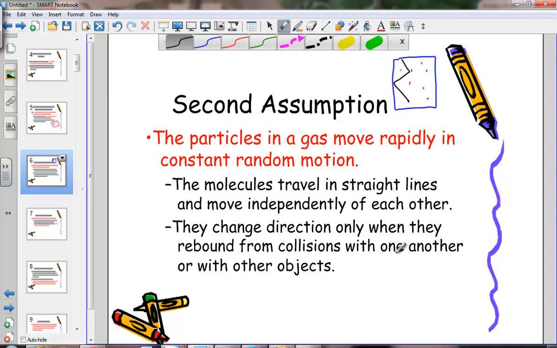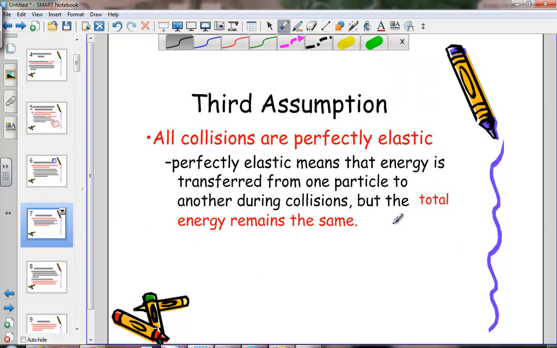So we're saying they ignore each other. 99% of the time that's true. Molecules of gases ignore each other and they travel in straight lines. So we call that a random walk, the constant random motion of a gas particle. And then we talked about the third basic assumption of our kinetic theory.